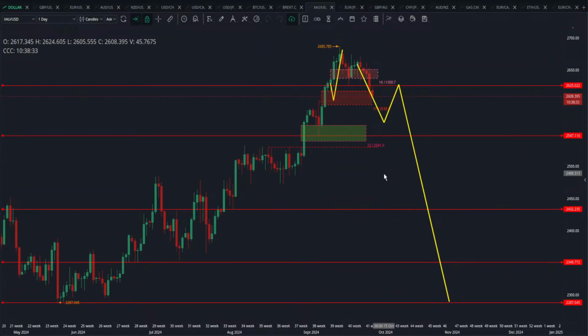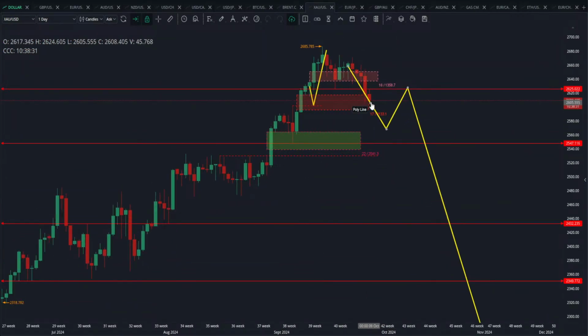Gold, I think, will go down now. We only need a close below this fair value gap. This is the last fair value gap that the price made, or the first fair value gap that the price made on the upside. Now on the downside, this is the last one. Anytime the price closes below 2595, I think it will go below that. 2547 it can reach.